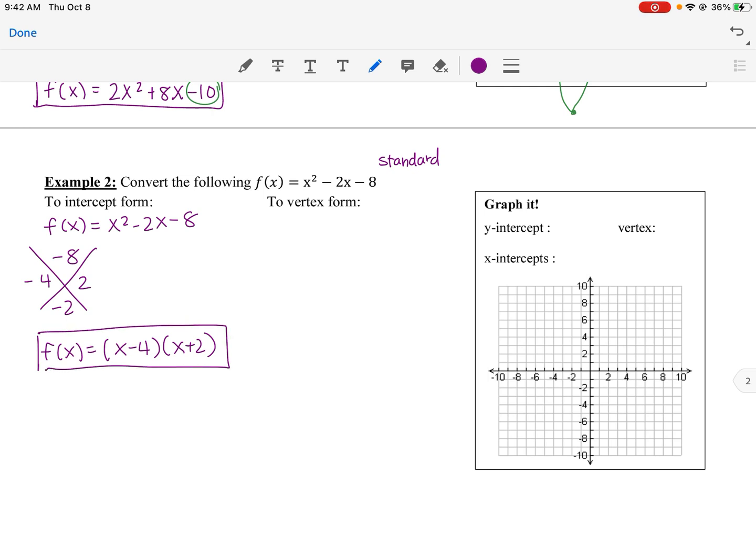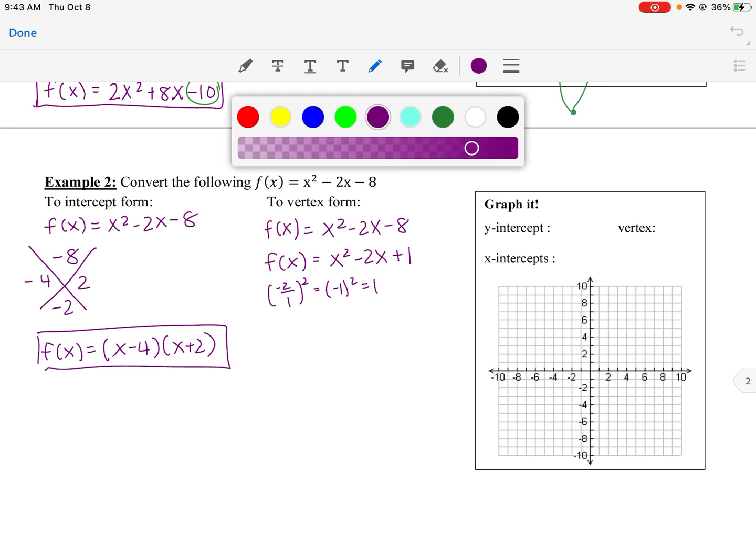For this next one, do you guys remember completing the square? So I'll just write the original equation. Then we're going to write the first two terms, and I want to know what completes that. If I take negative 2 divided by 2 and square it, I get negative 1 squared, which is 1. So I'm going to add 1.